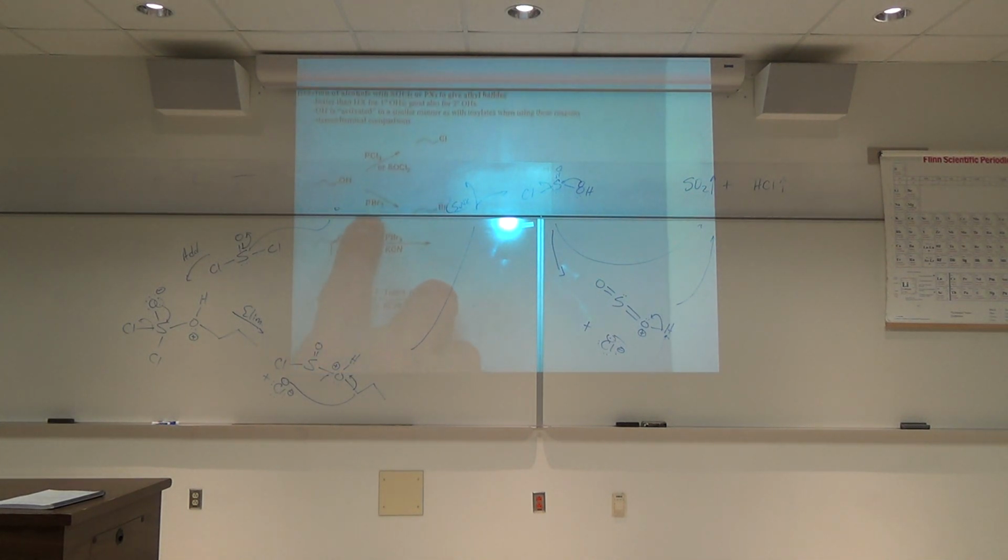Okay, PBr3 is just like PCl3. I'm not going to do it. Try it on your own. We'll see if there's any questions. There's no double bond to oxygen, so it's not going to be an addition-elimination. It's going to be a direct substitution. Okay, we might do it next time if there's questions about it. Ultimately, it's the same outcome.